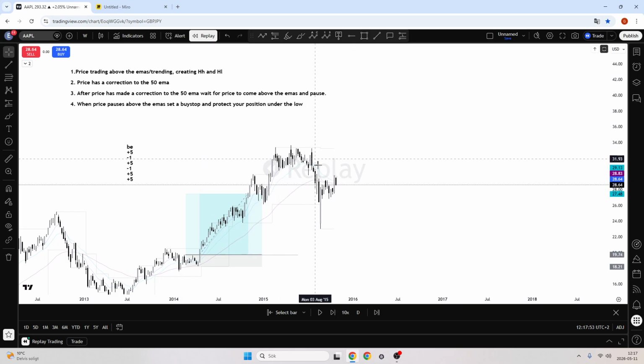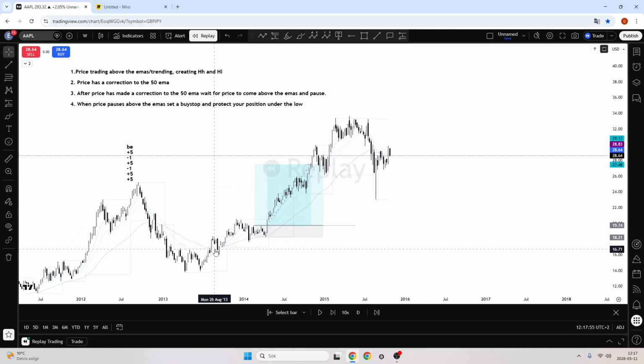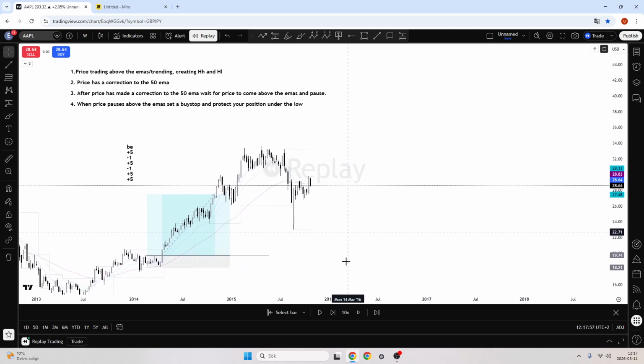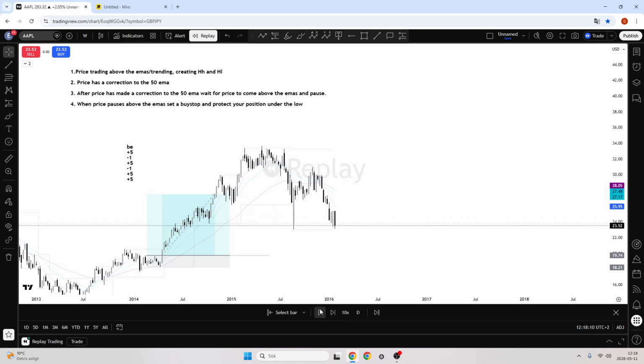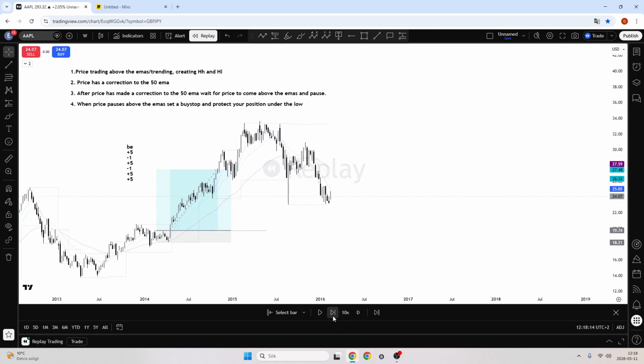Alright, so we're flushing down to the 50 MA. Structure is looking very good. Okay, so that was actually not a pause, so let's wait for a pause. We actually have a pause right there, but I don't really like it. Coming down below the 50 MA means we wait for another structure to be created.